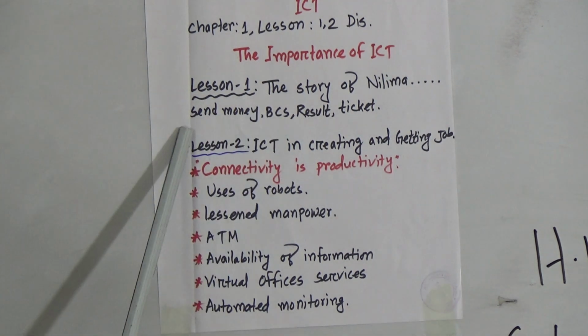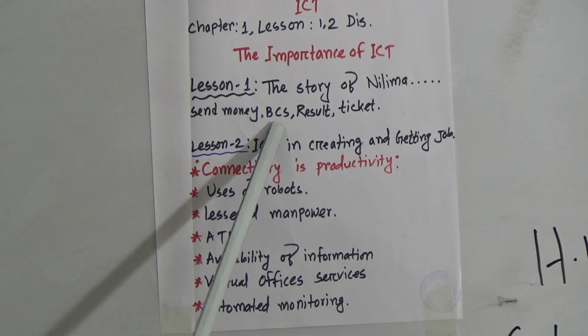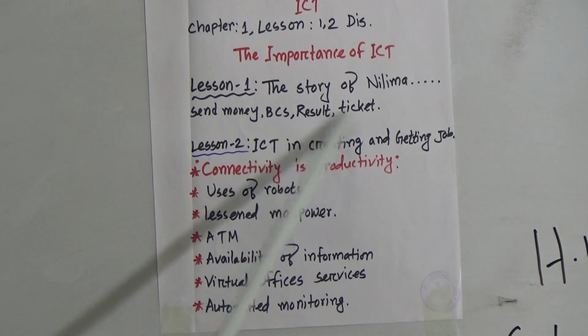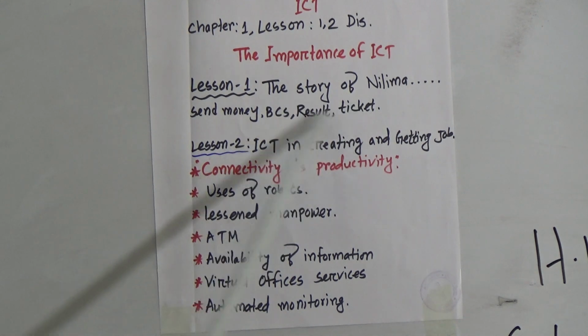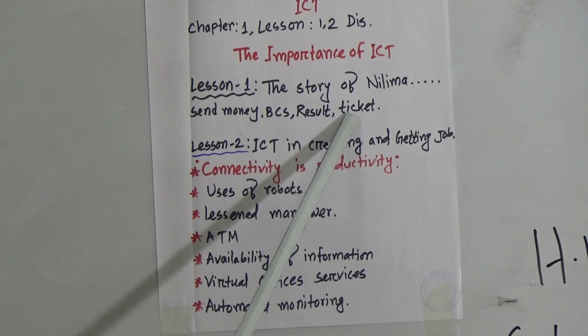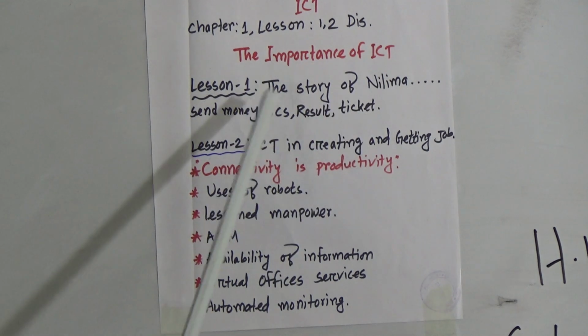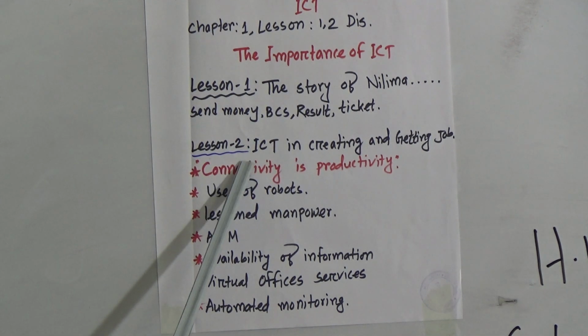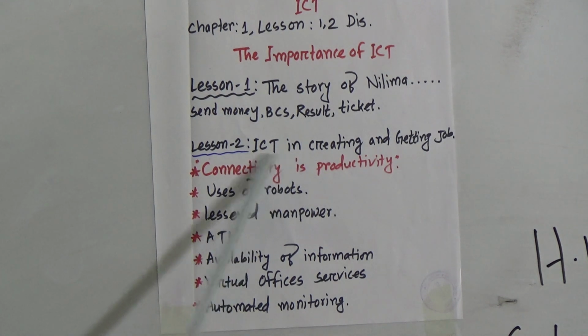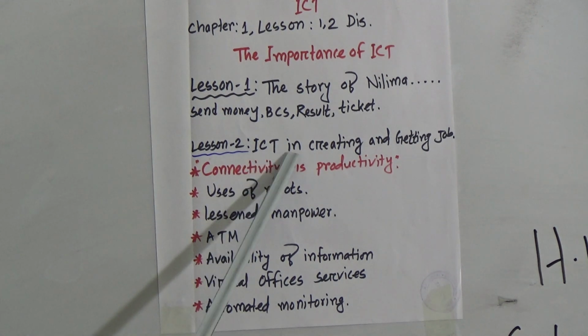So this means sending money, the application for the BCS, Nilima's getting the PECE result, and Hossain's getting the return ticket to Dhaka, all these are rendered by ICT. So these are a few examples of the importance of ICT. Dear students, now let's come to lesson 2. It's about ICT, that means information and communication technology, in creating and getting jobs.